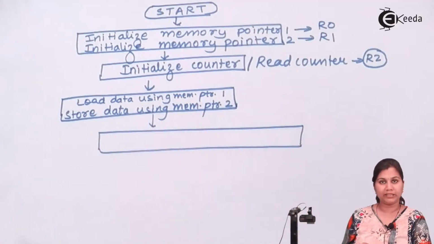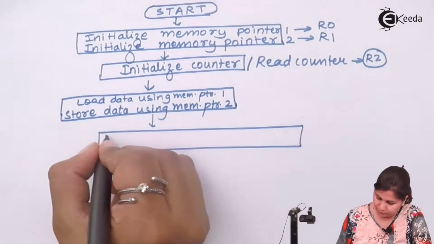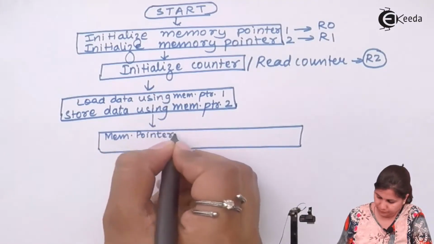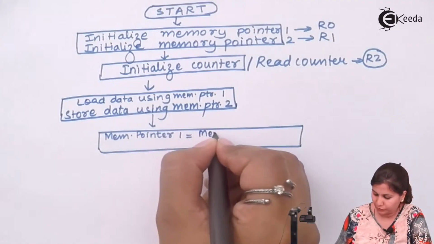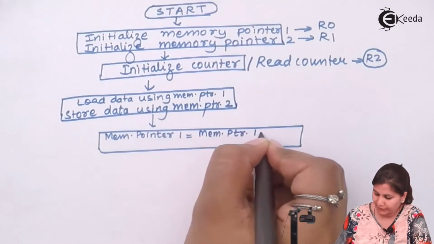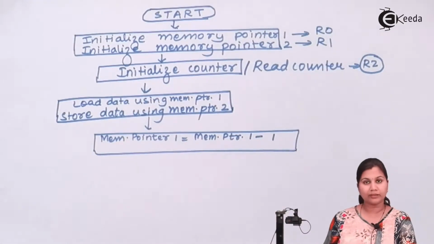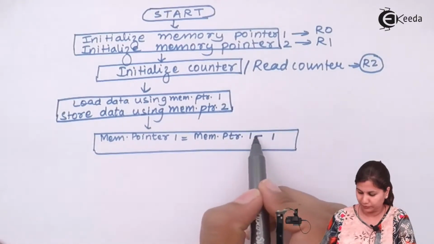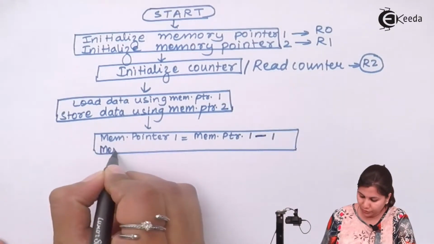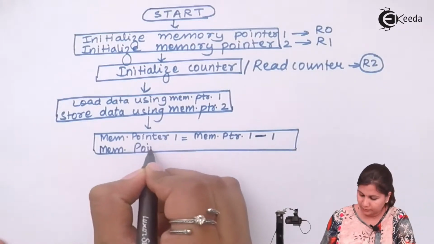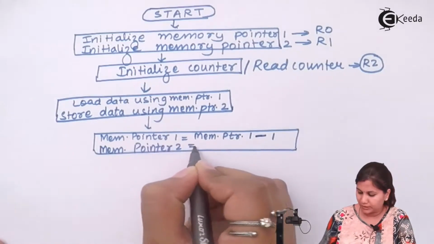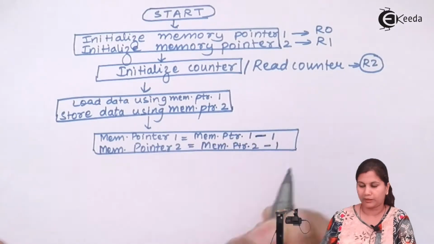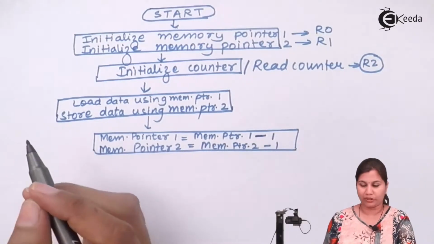After that, we have to decrement these pointers. So memory pointer 1 will be, now new will be memory pointer 1 minus 1. So we have to decrement the pointers. So we are decrementing it by 1. Now memory pointer 2 is also going to be decremented. Memory pointer 2 is memory pointer 2 minus 1. That will become the new memory pointer.